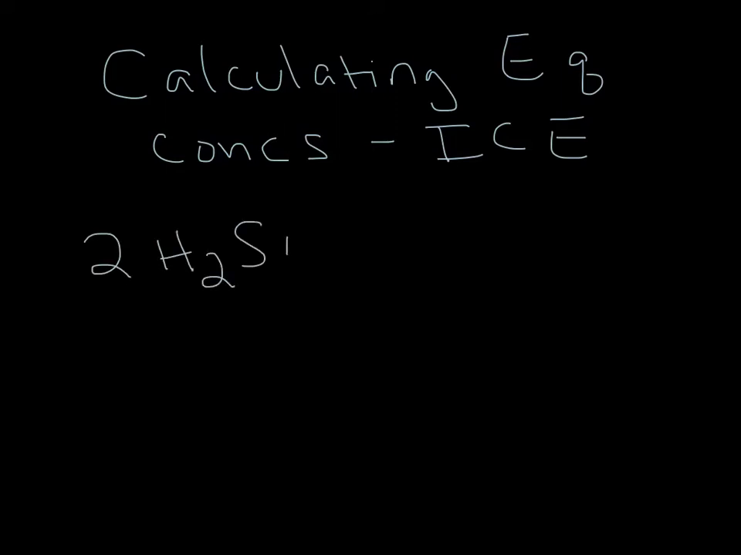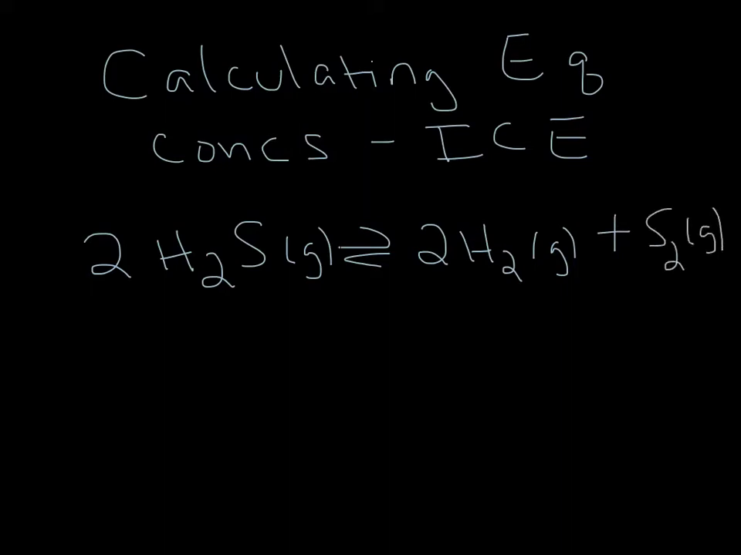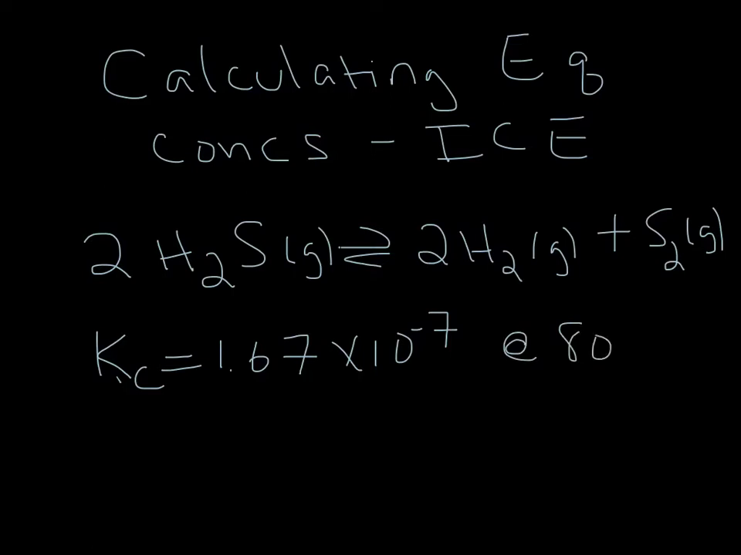So let's say that I have two dihydrogen sulfides going to make two hydrogen gas plus one S2 gas. And I have a Kc that is equal to 1.67 times 10 to the negative 7. Remember that K has no units. Because it's Kc, it's going to be in reference to molarity. And this is at 800 degrees Celsius. So K is temperature dependent. I might not need to use that temperature, but K at a different temperature would be a different value.